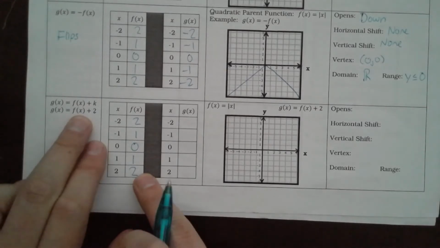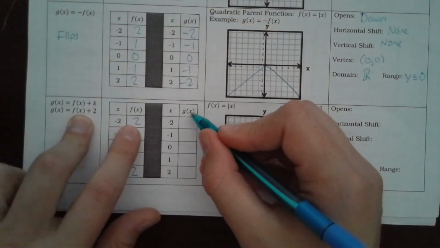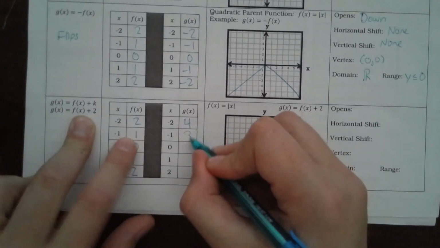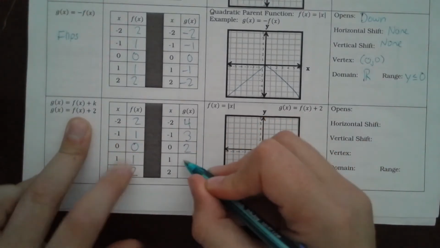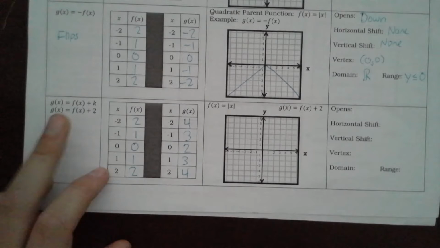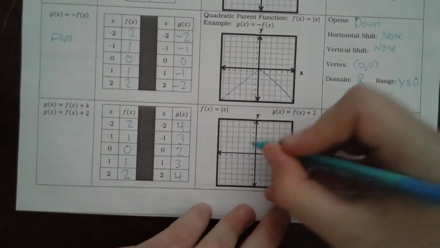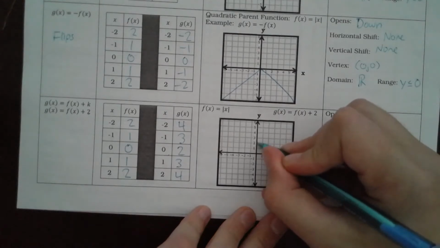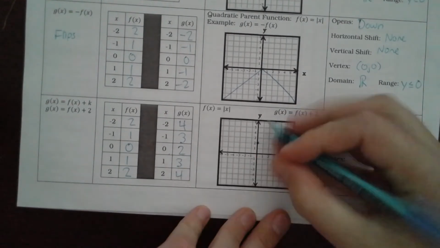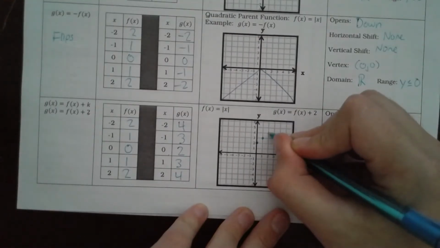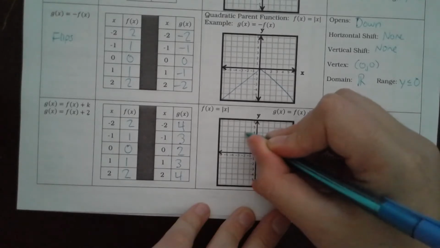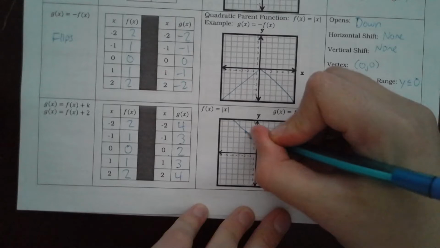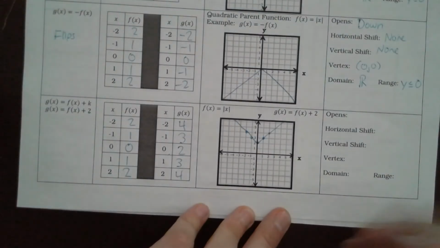That's our parent function. Now we're adding 2 to everything. g of x is f of x plus 2. So g of x is f of x. 2 plus 2, 4. 1 plus 2, 3. 0 plus 2, 2. And then 3 and 4. Okay, so everything is just going to be up a couple units. So 0, 2, that's going to be our vertex. 1, 3. 2, 4. Negative 1, 3. Negative 2, 4. So it looks a lot alike. Only difference is we're up 2 units. So everything's going to be up.